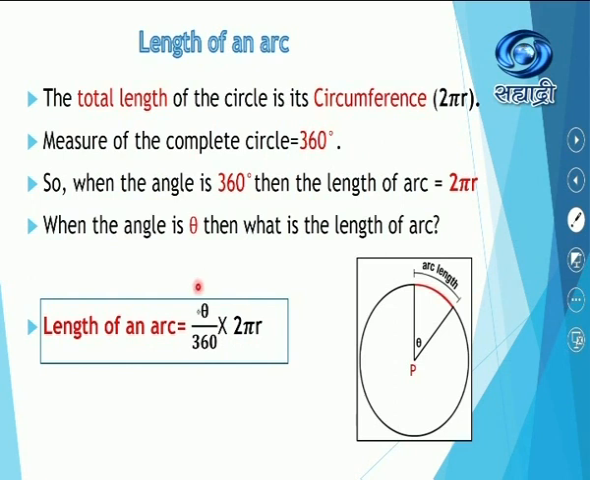So, here you are taking theta part of the whole circle. And how much is the length of a whole circle? It is 2 pi r. Therefore, the formula is like this. You have to substitute whatever is the angle of which you have to find out the arc length, and theta upon 360 into 2 pi r is the formula to find out the length of an arc.